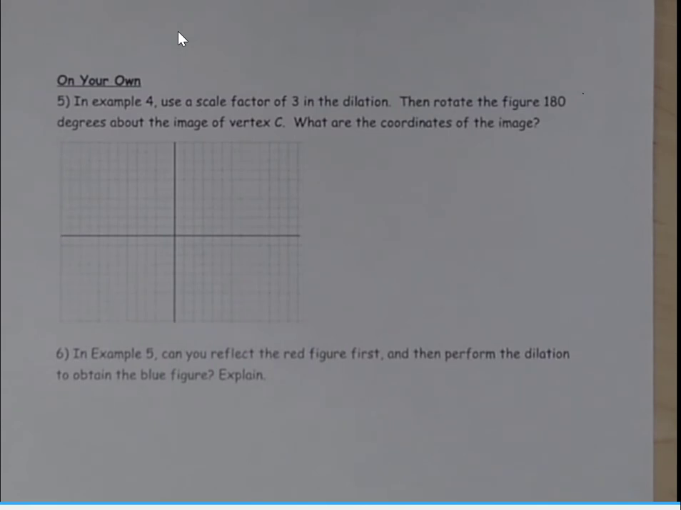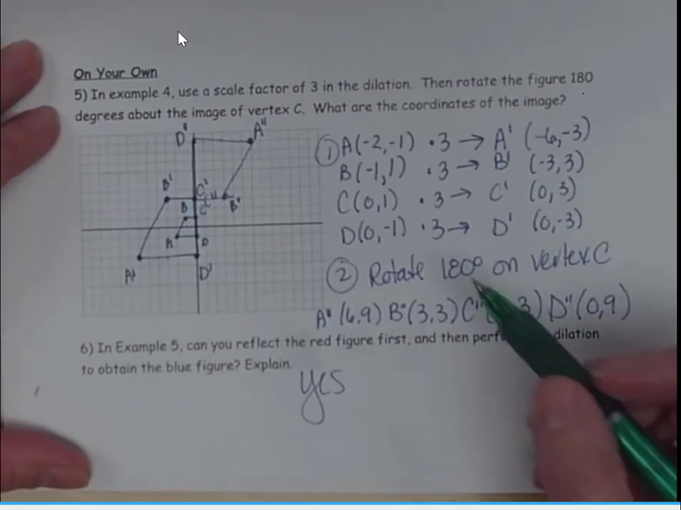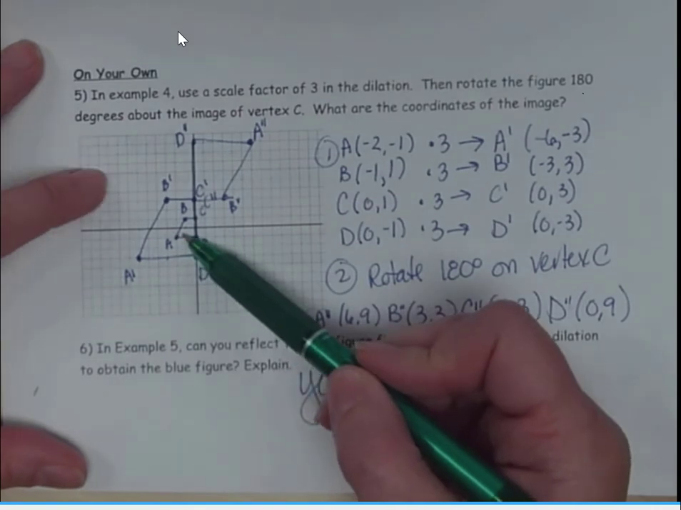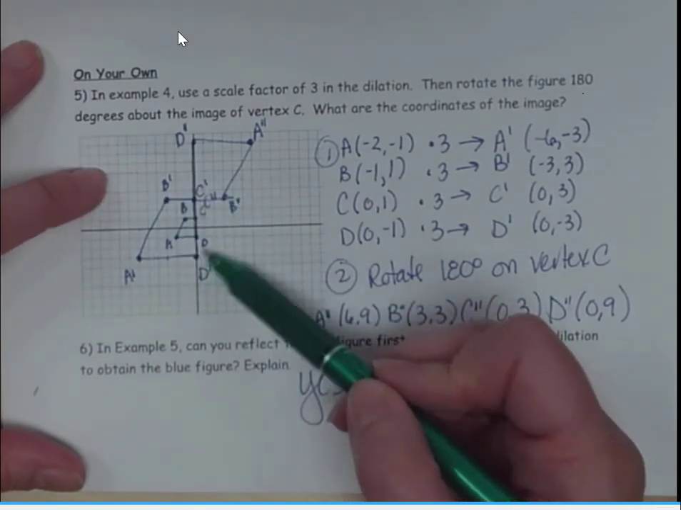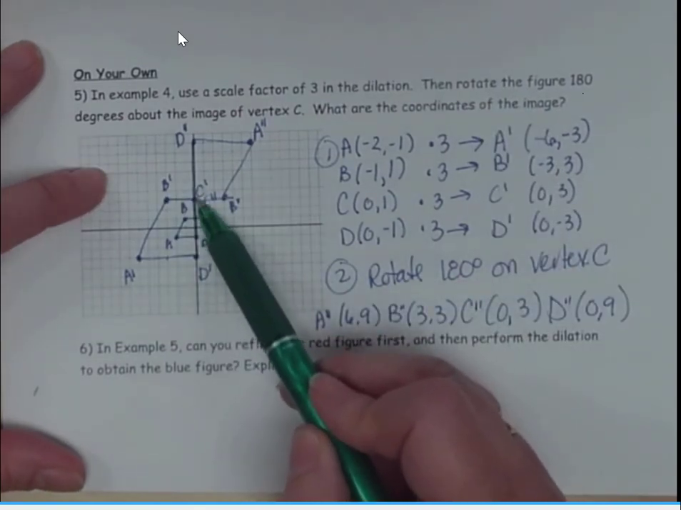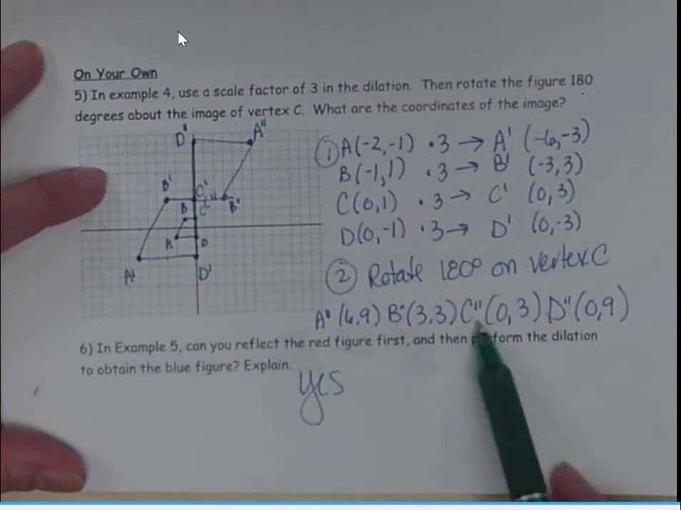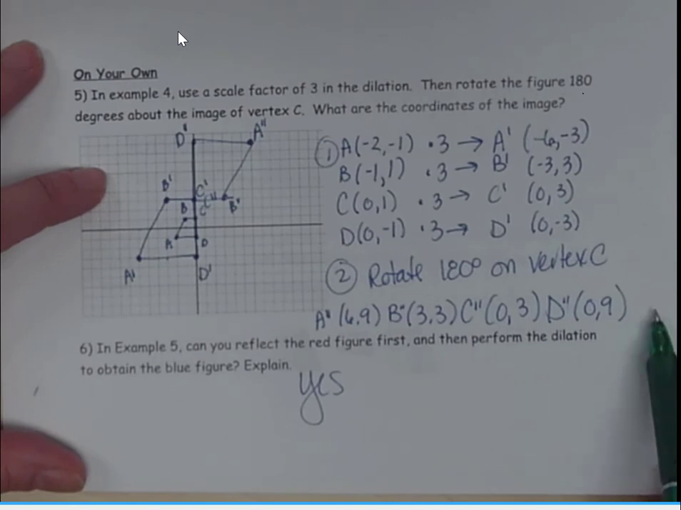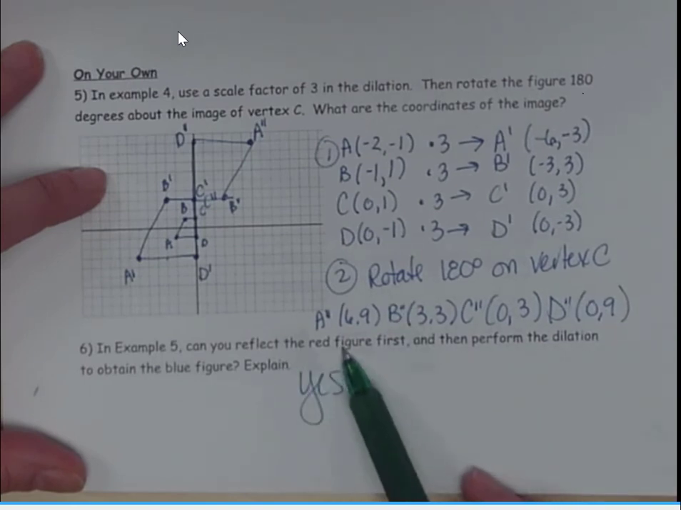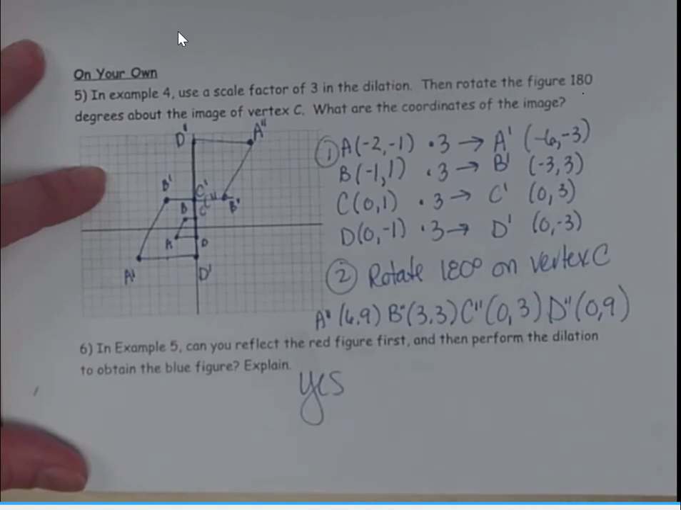All right, go ahead and try on your own number 5 and 6. Hit pause and play when you are ready. All right, let's take a look. So we've got our original figure, scale factor of 4, then a rotation around the vertex of C. So your new point 6, 9, 3, 3, 0, 3, and 0, 9. Now for 5, can you reflect the figure first, then perform the dilation? Absolutely. Lots of different options there.